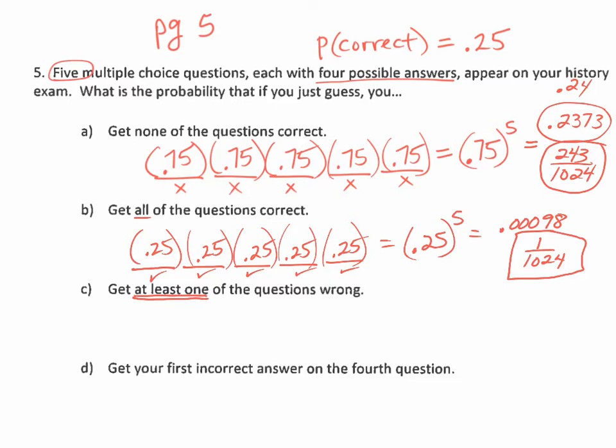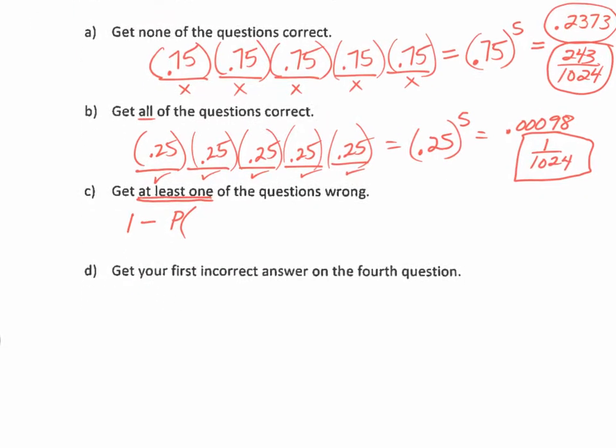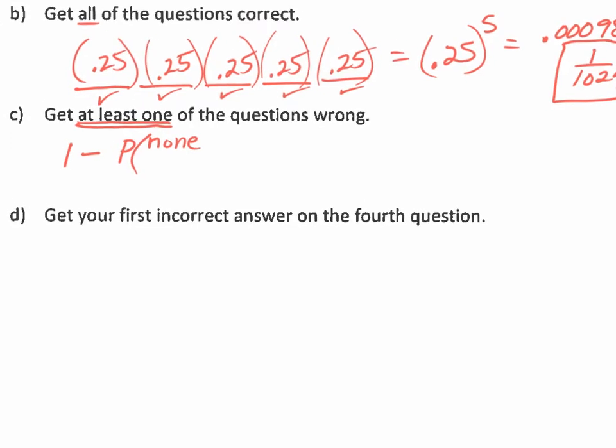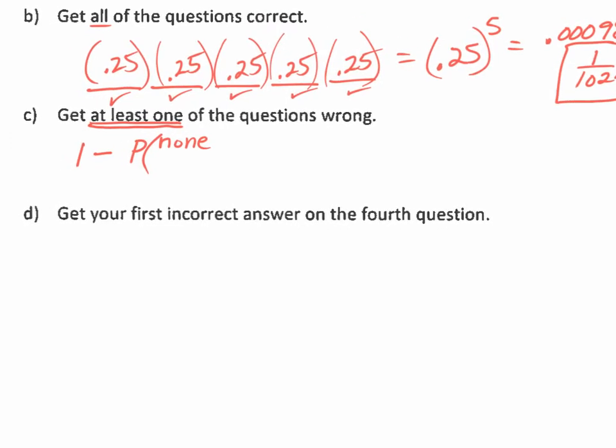Okay, that's the key. 1 minus the probability, but I want to teach you how to write out the none part. So I always start off, I make it a little 2-lined thing. 1 minus the probability of none. None what? None of the, how many things are we talking about here? 5. None of the 5. And then it's what it says up here. None of the 5 are wrong.